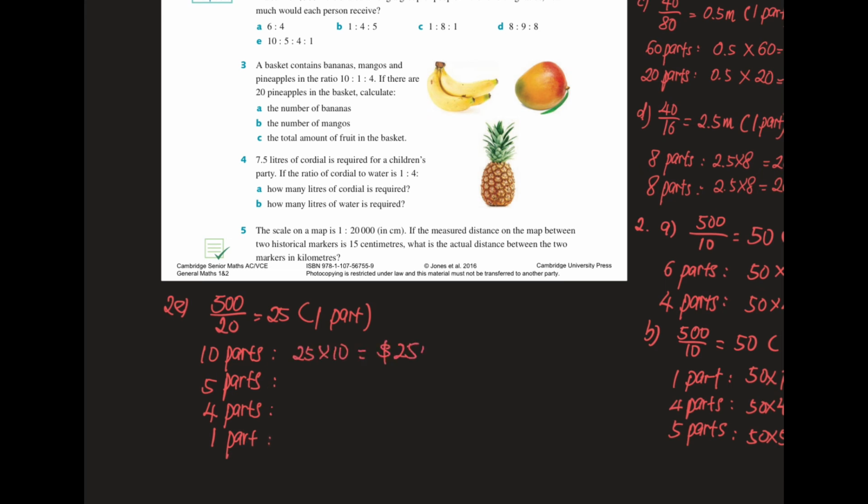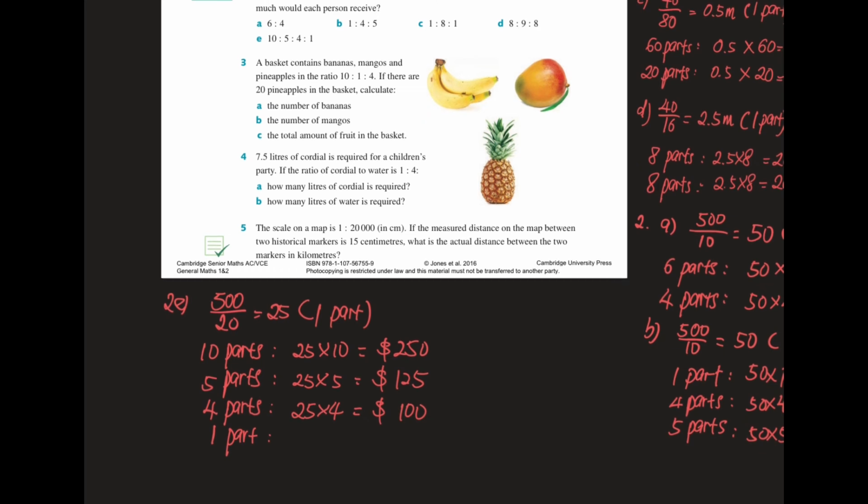Okay, so 25 times 10, then we get 250. 25 times 5, 125. 25 times 4, 100. 25 times 1, we get $25. Okay, that is for question 2.